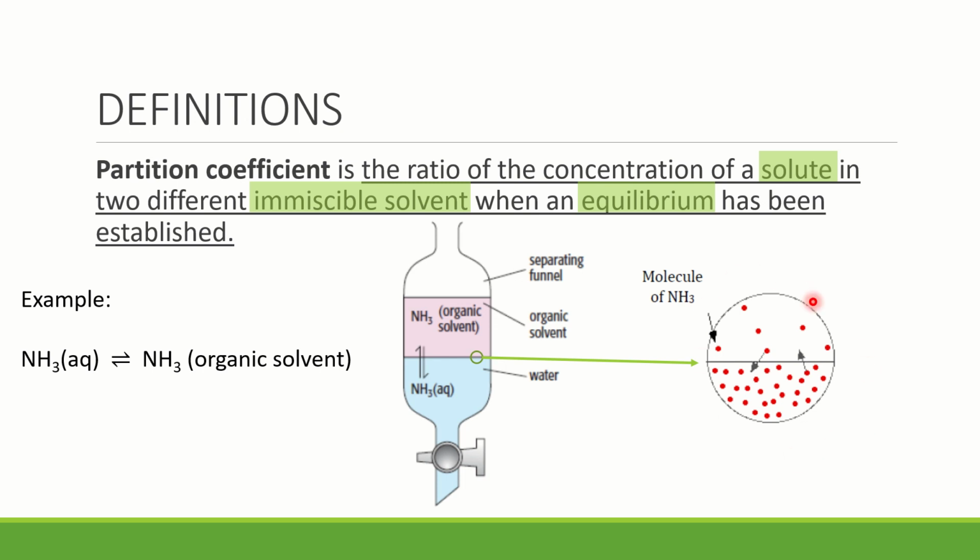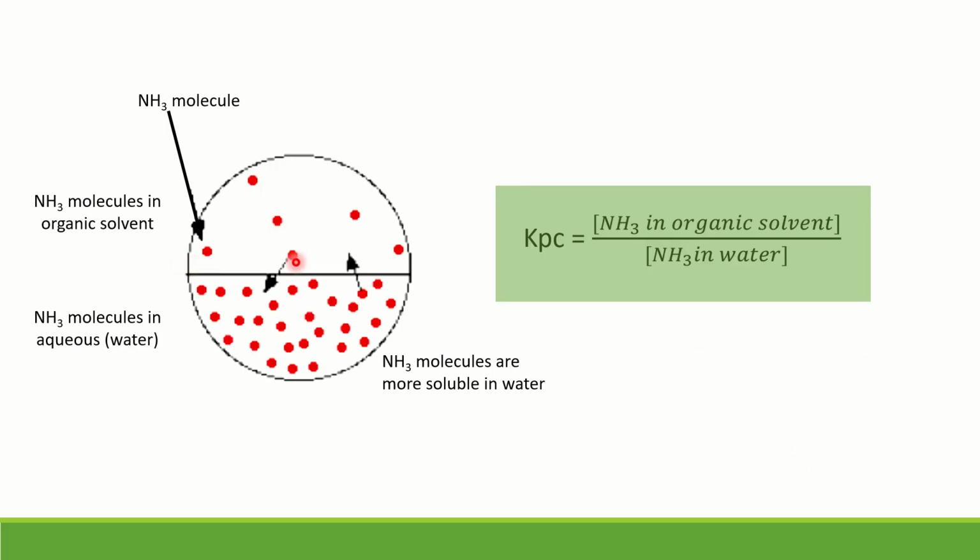Now let's zoom in on this diagram. The red dot is the molecule of ammonia, which we call the solute. The white colored part on top is the organic solvent, and down here I have the aqueous, which is the water. It's not always organic solvent and water; it will depend on the question, as long as the two solvents are immiscible. Down here, you can see there are more ammonia molecules compared to the one above, because ammonia is more soluble in water compared to organic solvent.